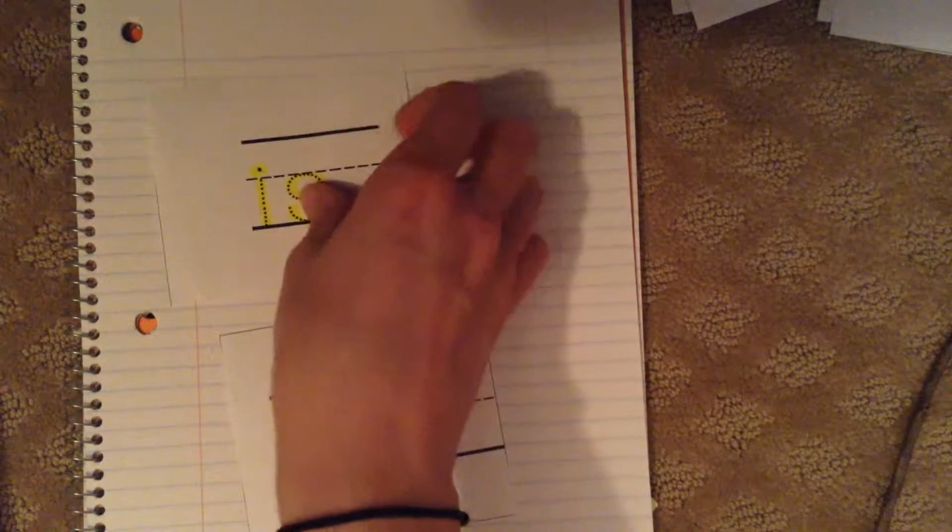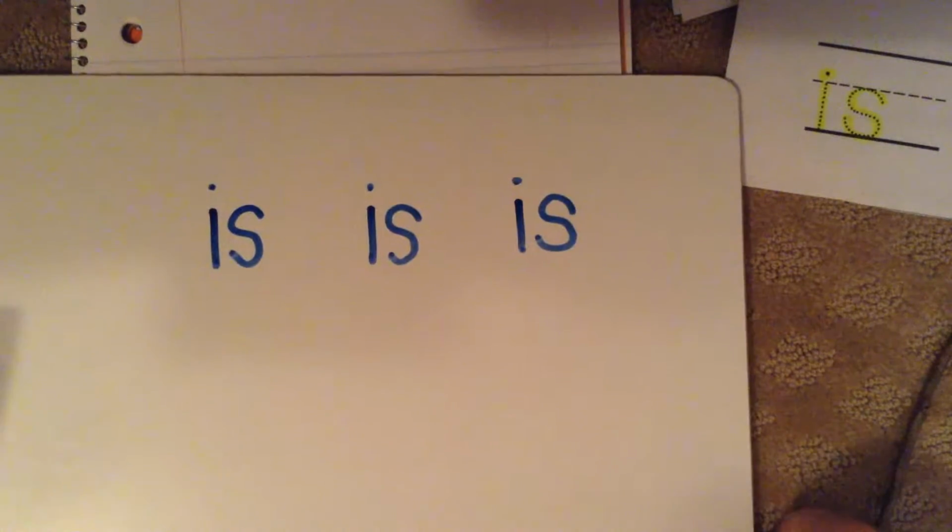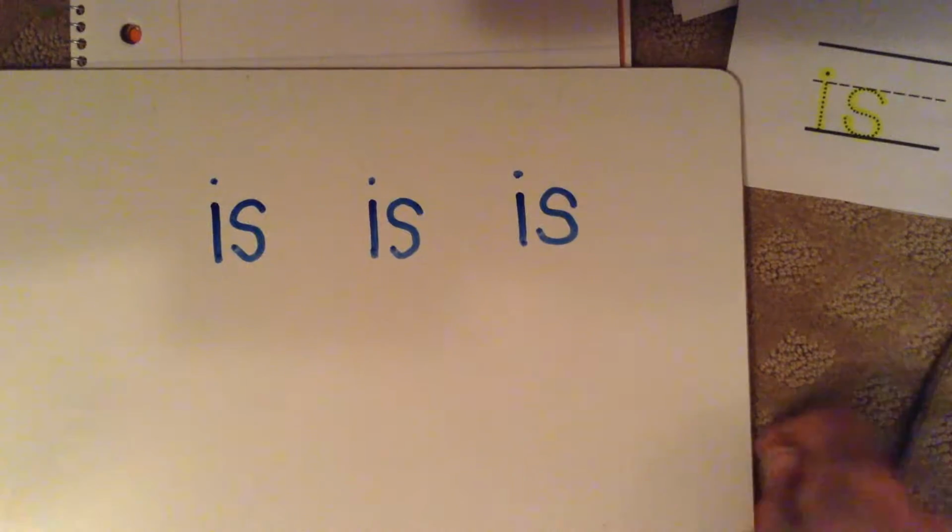Then I would have the student write it at least 3 times. In class, I use a whiteboard because they're really excited about the markers and whiteboards. But at home, you can just use paper, and that's fine. But in class, I would have them write it on a whiteboard, and I would have them write it at least 3 times. And then for, and then my.